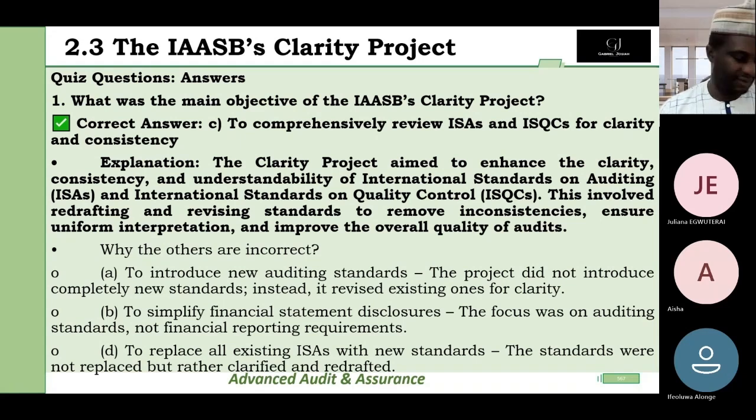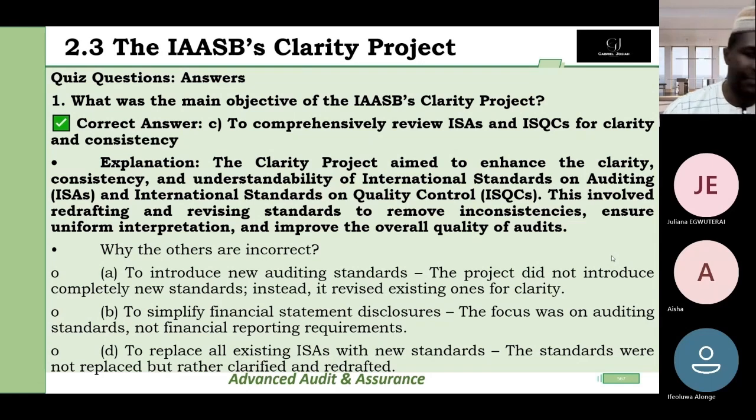What was the main objective of the Clarity Project? We can see the answer for one. So the Clarity Project aimed to enhance the clarity, consistency, and understandability of international standards on auditing and international standards on quality control. This involved redrafting and revising standards to remove inconsistencies, ensure uniform interpretation, and improve the overall quality of audits. Everybody got it.